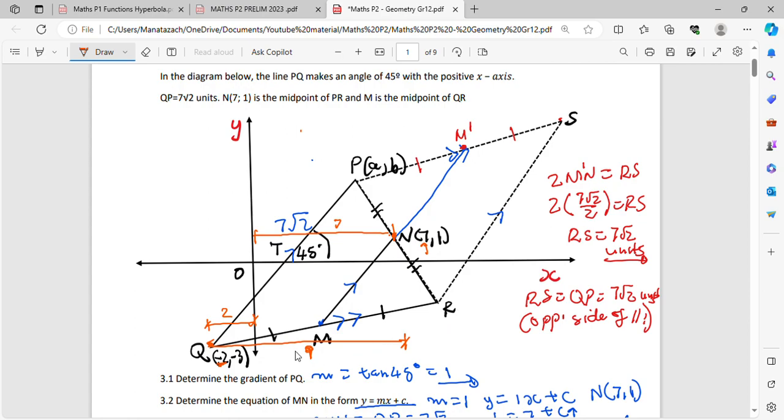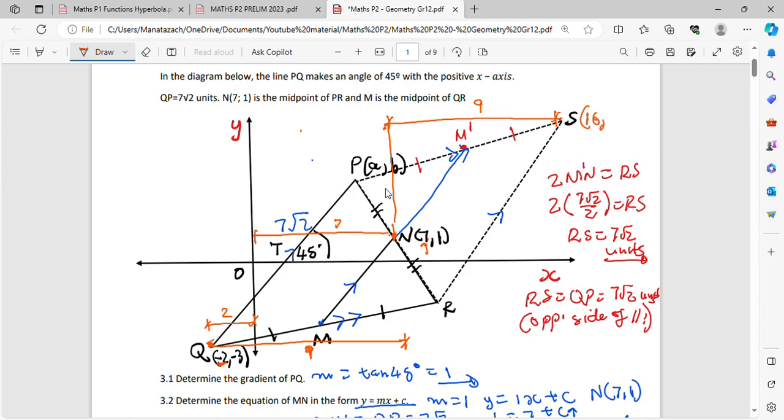Because this 9 will be used to do the very same projection between N and S, right? That distance there between N and S will be 9 as well, which means we'll establish the coordinate of S by saying 7 plus 9 will give us the x coordinate of S, which is 16.